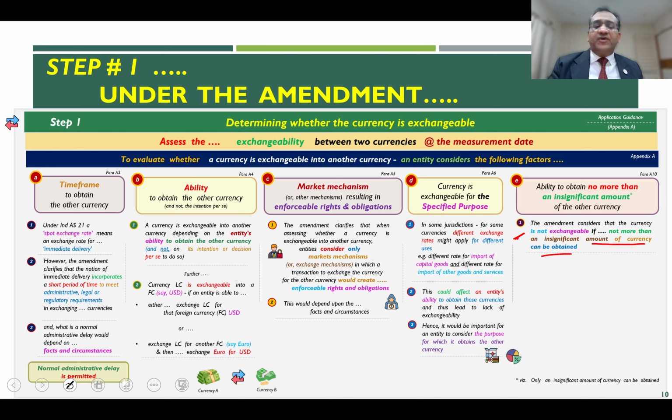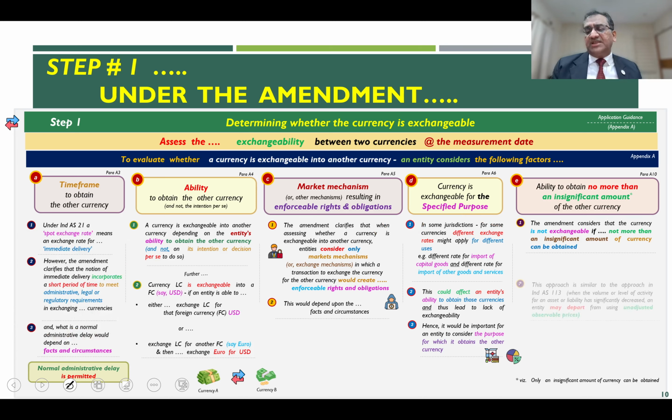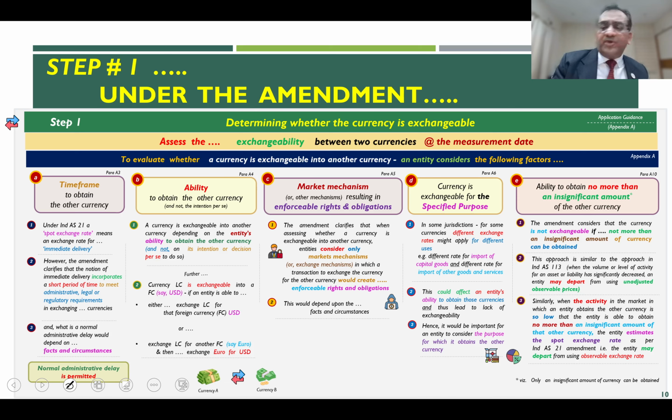That means if only an insignificant amount of currency can be obtained for a particular purpose, like the example which you gave in the last slide for foreign currency borrowings, where you have the balance of 1 million euro, whereas only 50,000 euro was permitted as per the local regulations. So in that case, for this purpose, you are able to obtain only an insignificant amount, and therefore this test would not be met.